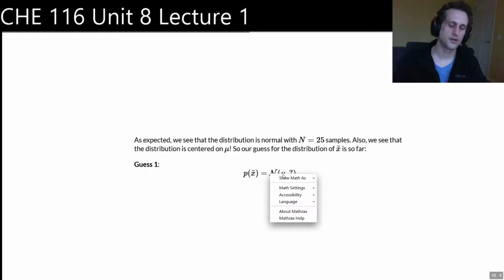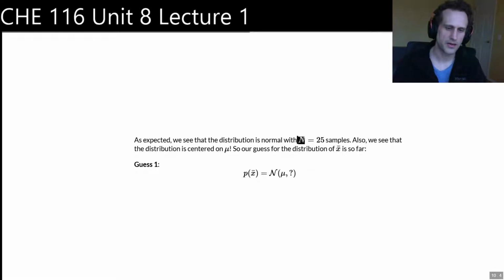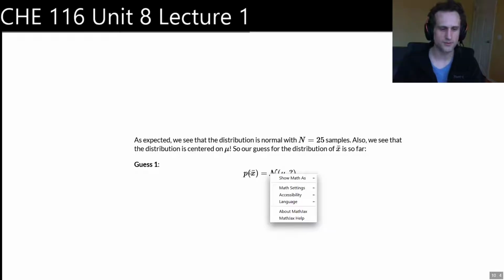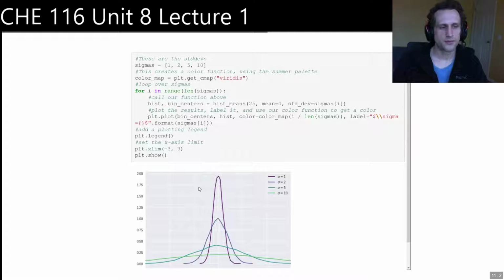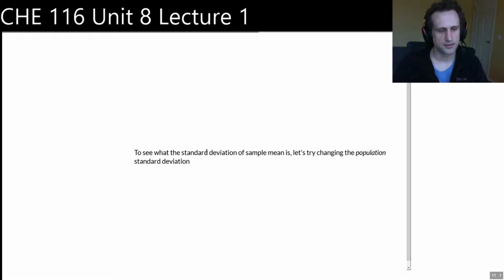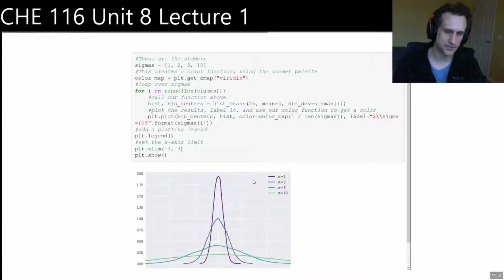Okay. But we don't know anything about standard deviation yet. We don't know about how n matters. So let's go a little bit deeper. Now what I'm going to do is change the population standard deviation. So I'm not changing n, I'm not changing the population. I'm just seeing what happens when I change the population standard deviation.